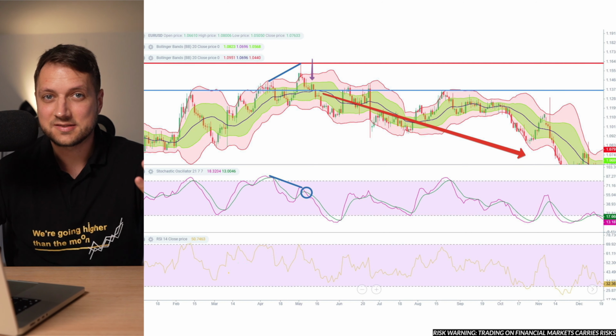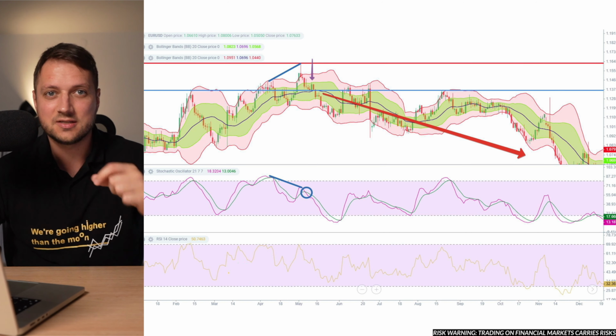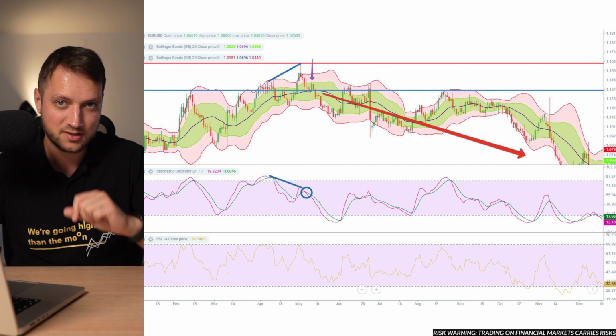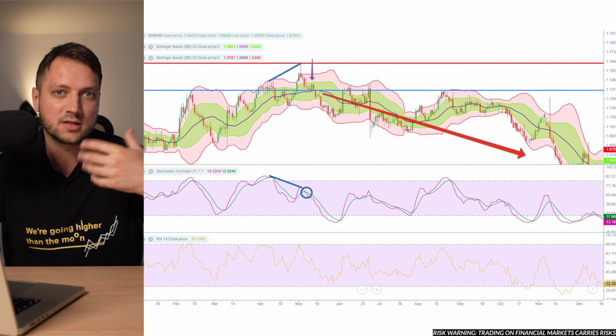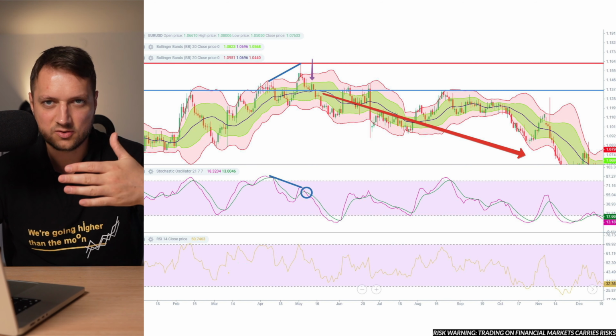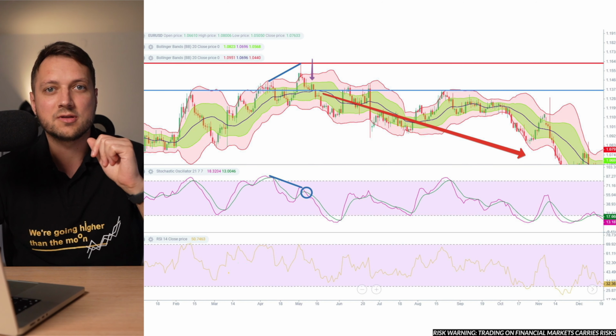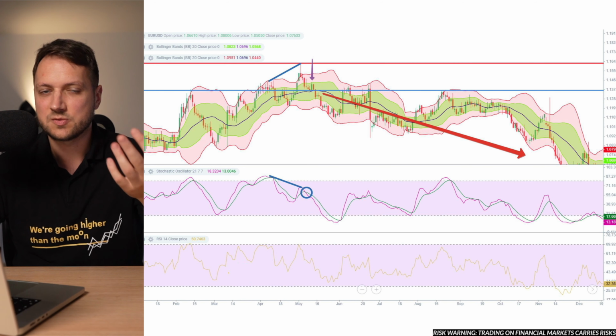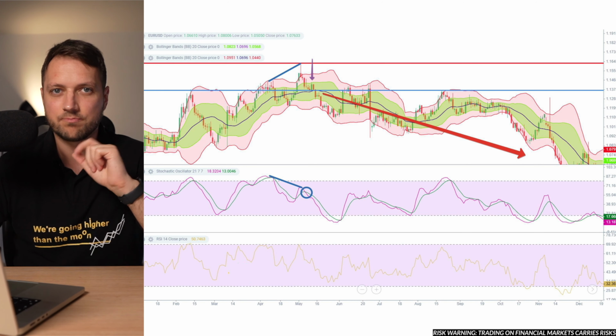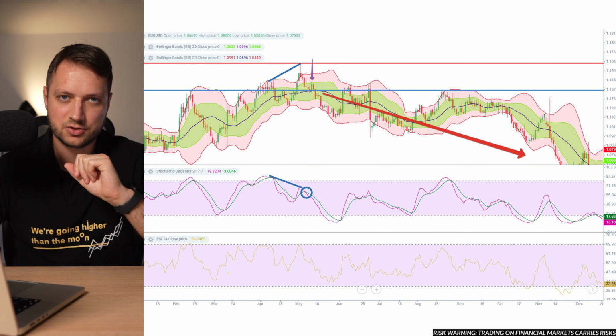So let us test the divergence trading strategy in the same case where we traded with the MACD. So first point, there is a clear divergence between the price and the Stochastic. The price is now in the upper Bollinger Band above the moving average, so the trend is bullish. Based on this signal, there is a regular bearish divergence.